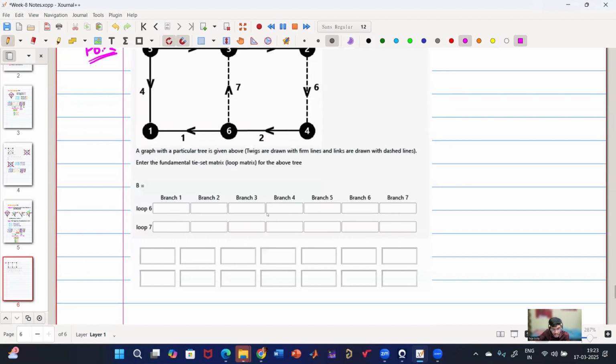So loop 6 has 6, 7, right? So 1, 2, 3, 4, 5, 6, 7. These are for loop 6. These are for loop 7. You have to put -1, 0 or 1. Okay, sir. Got it?